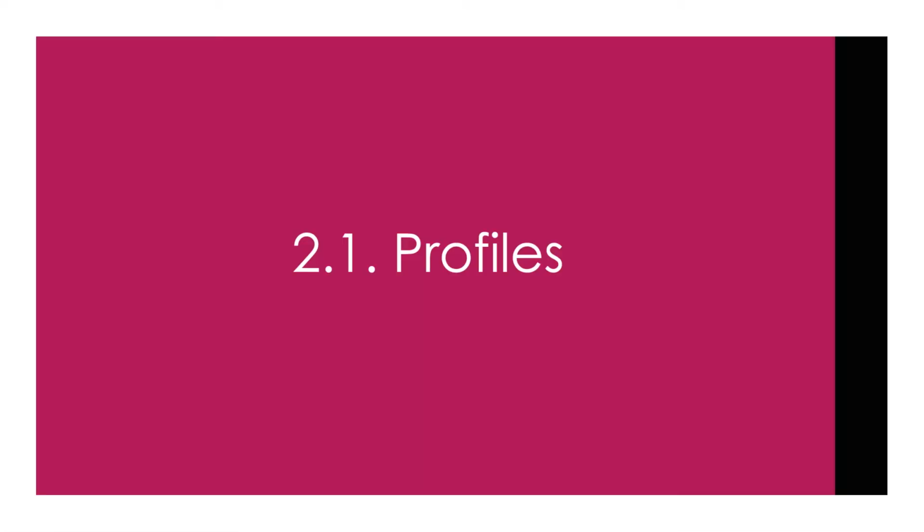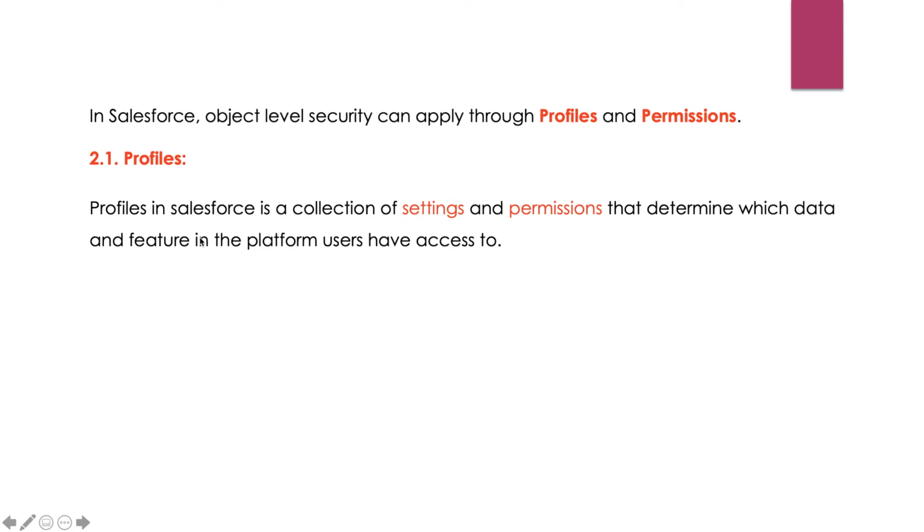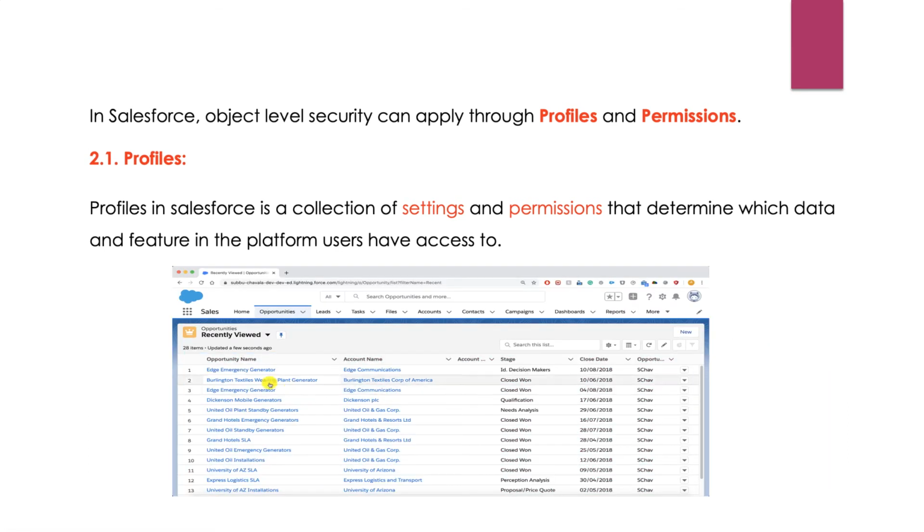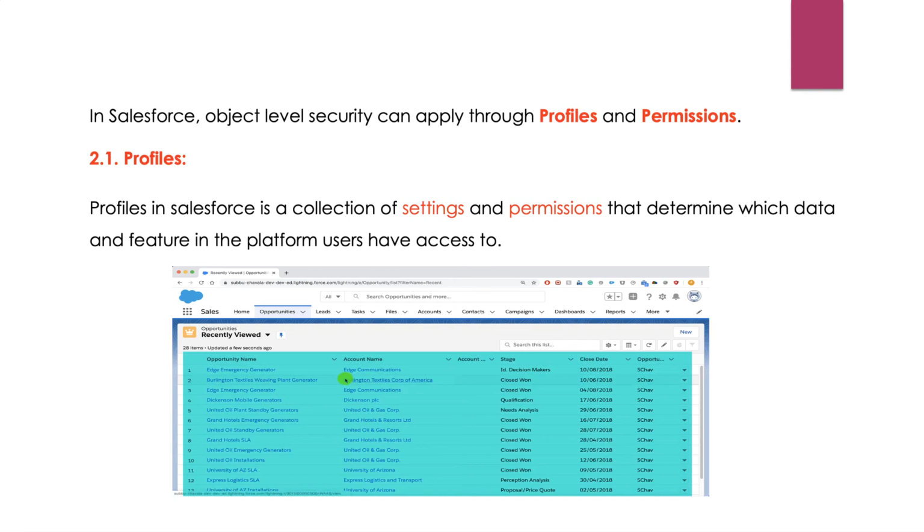In Salesforce, object level security can be applied through profiles and permissions. A profile in Salesforce is a collection of settings and permissions that determine which data and features in the platform users have access to. Here settings means what the user can see, like app or tab or other settings, etc. Through permissions, we can set what the user is able to do in Salesforce, like which object records they will be able to create or see, and all sorts of things.